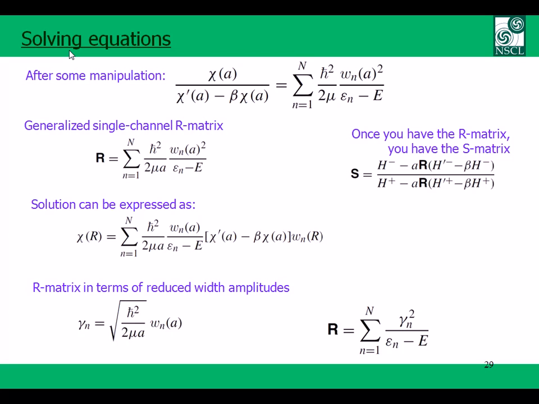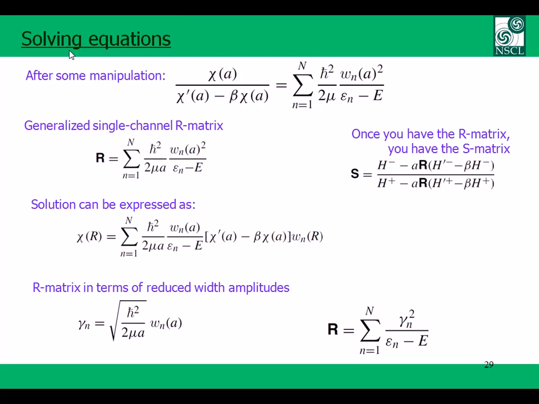Once I've solved the problem inside the box and I get the set of w_n, then I can construct the R matrix, from which I can extract an S matrix and construct the observables. So this is the idea of the method, and I just give an additional definition here that you'll probably use later. It's very common for people to introduce reduced width amplitudes associated with this renormalized value of the wave function at the border of the box, and then the R matrix is written very simply as the sum of the squares of the reduced amplitudes divided by the difference between the energies.